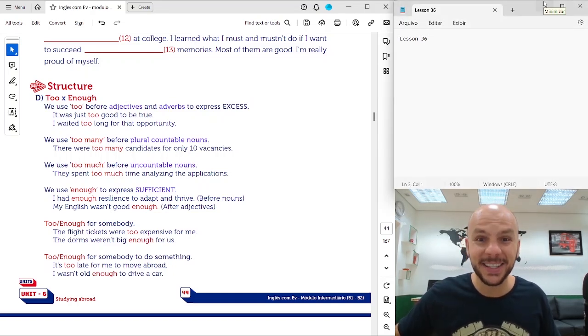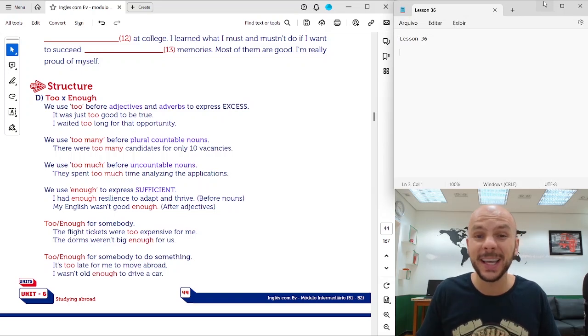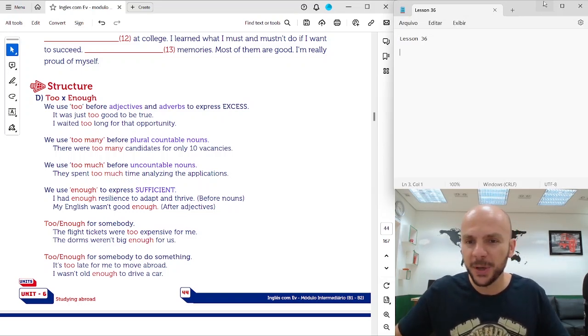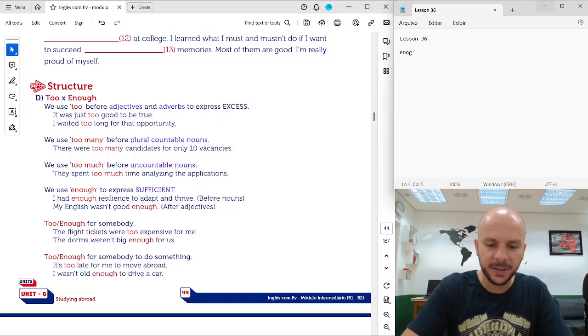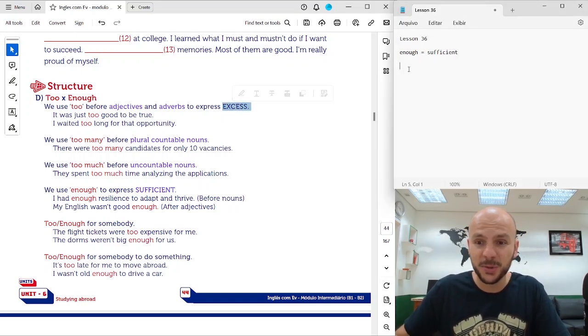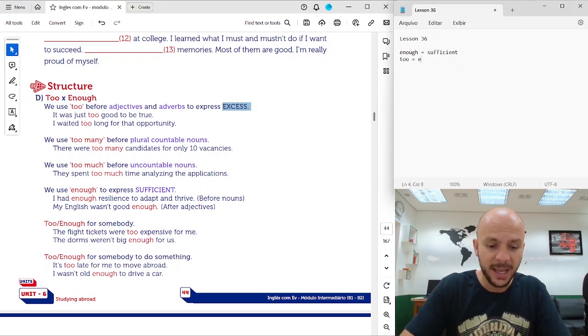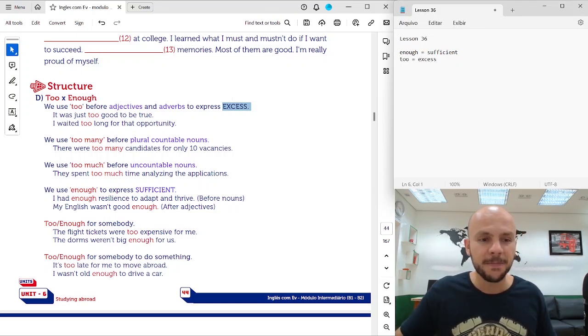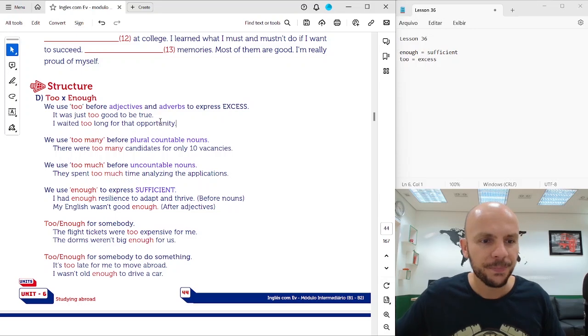Unit 6, lesson 36, and let's continue here with now "too" and "enough." Enough we have already seen. Enough means sufficient, right? And "too" is to express the idea of excess.